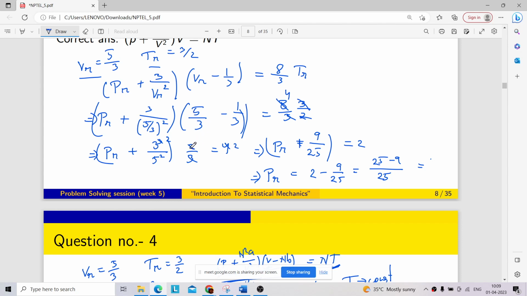This is 5 minus 1, which is 4. Yeah, sorry, so that should not be any 2. So this is 1, so 1 minus 9 over 25. Okay, so this is 25 minus 2. There is a mistake.